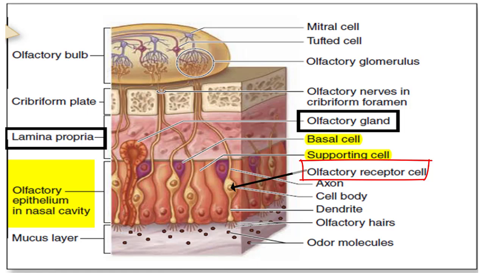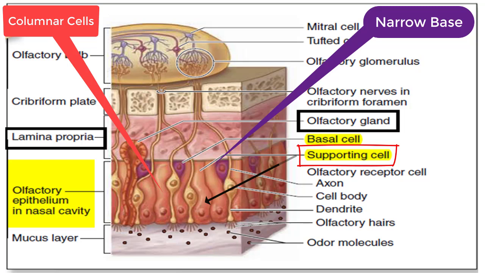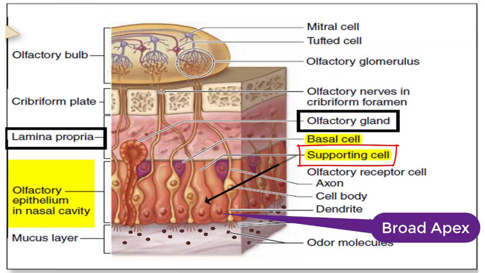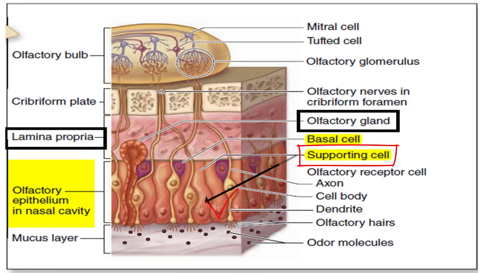So that was all about the main cell of respiratory epithelium. Now I will move towards the next cell. As I told you, the other cell of this epithelium are the supporting cells, also known as sustentacular cells. Supporting cells are columnar cells. The base of these columnar cells is narrow and the apex is broad. The apex of these cells also contains the nuclei, and the function of these supporting cells, as their name indicates, is to support the olfactory cell.